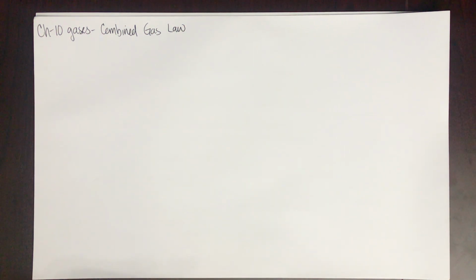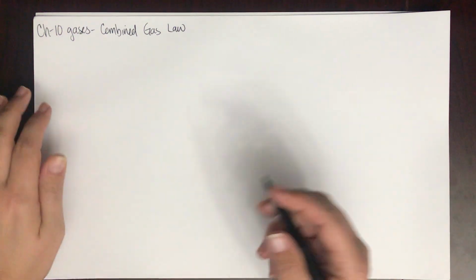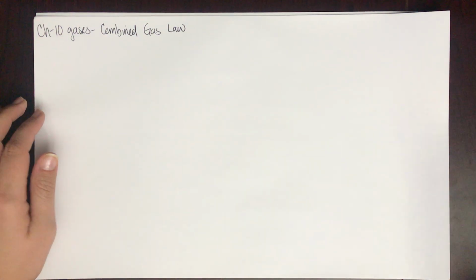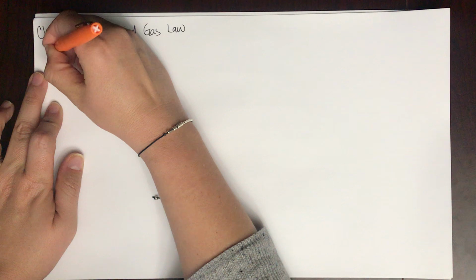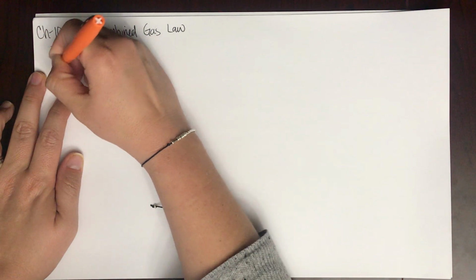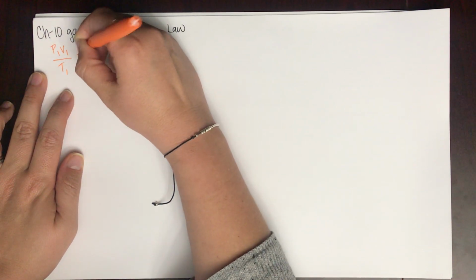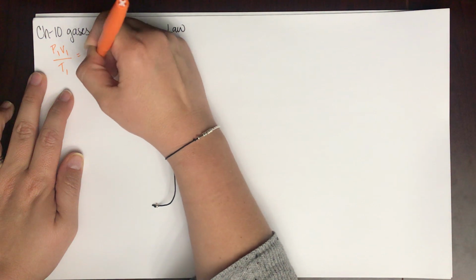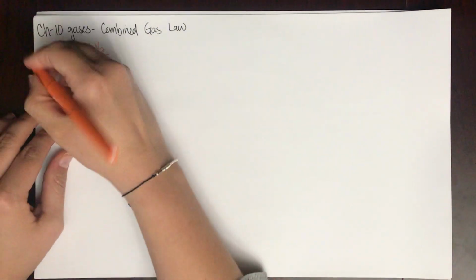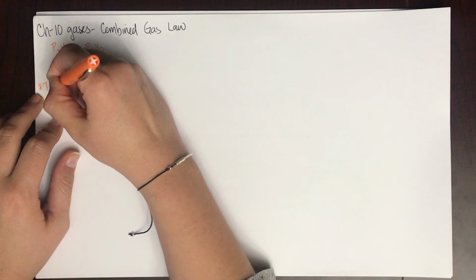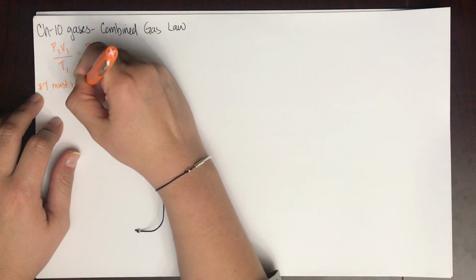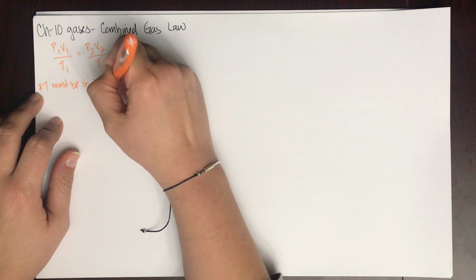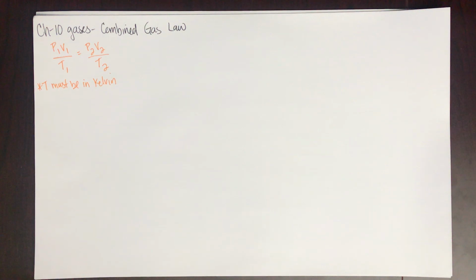So the mathematical relationship, the equation that we're going to look at is going to be P1 times V1 over T1 equals P2 times V2 over T2. What's important here is that temperature must be in Kelvin. And then pressure or volume can just remain in whichever unit it's given to you in.